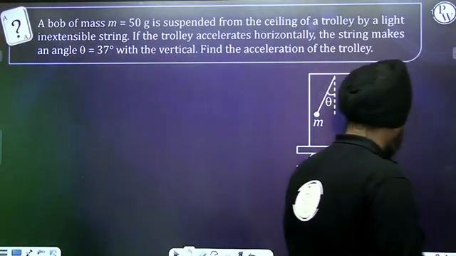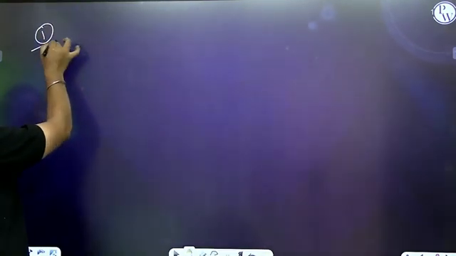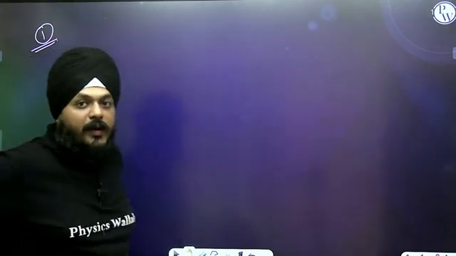This is the special case, but first of all, on the basis of the pseudo force, we are going to see two to three sums. After that we are going to start the entire part of friction.